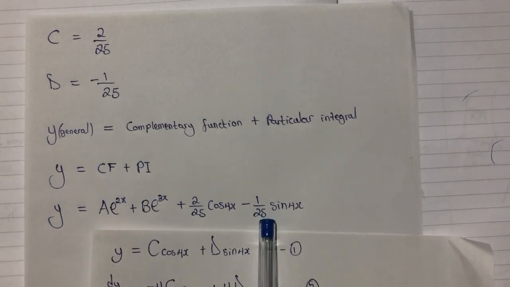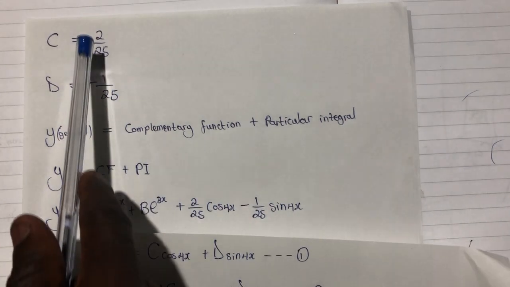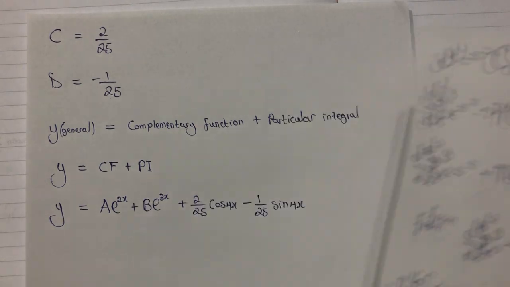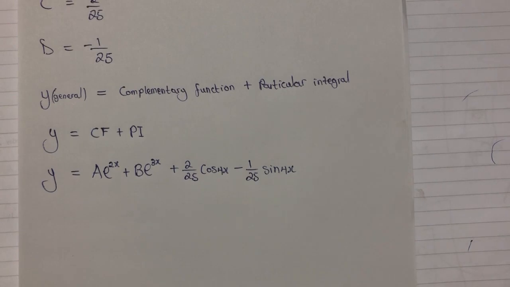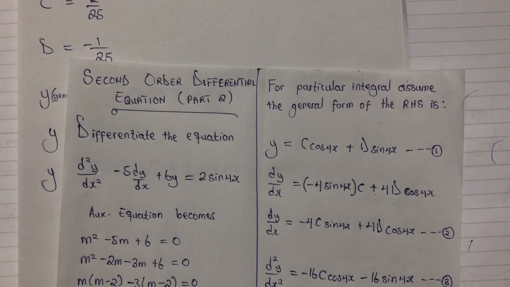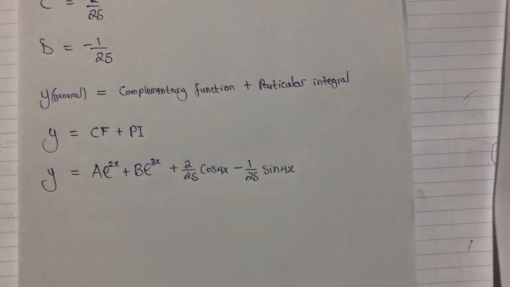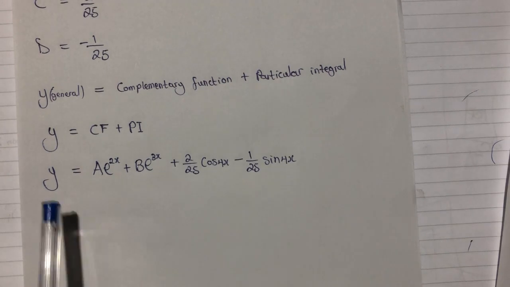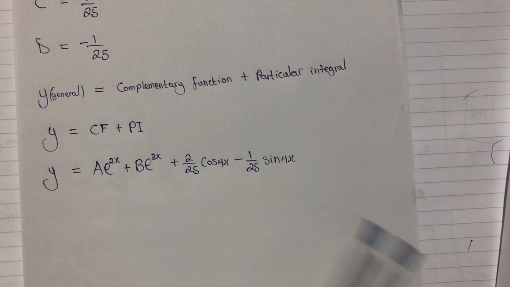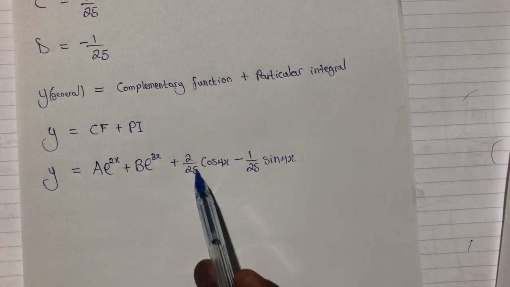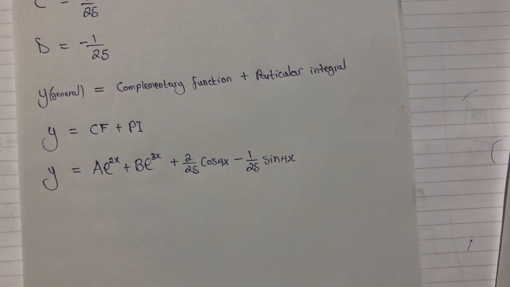D was negative 1 over 25, and C was positive 2 over 25. So this is the final solution for your second order differential equation. The general solution was y equals a e^2x plus b e^3x plus 2 over 25 cos 4x minus 1 over 25 sin 4x.